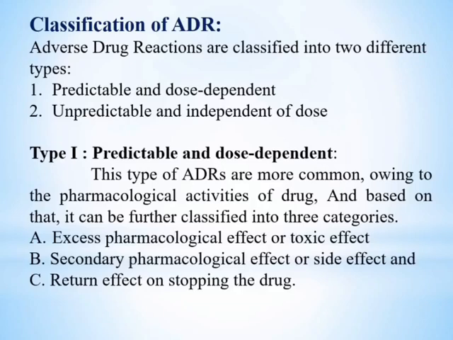Classification of ADR. Adverse drug reactions are classified into two different types. First, predictable and dose dependent. Second, unpredictable and independent of dose. Type 1, predictable and dose dependent. This type of ADR is most common owing to the pharmacological activities of the drug, and based on that it can be further classified into three categories.